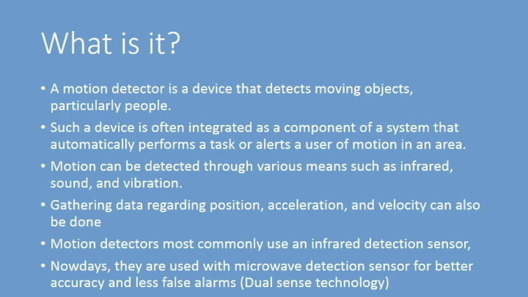Motion detectors most commonly use an infrared detection sensor. Nowadays, they are used with a microwave detection sensor for better accuracy and fewer false alarms. Dual sense technology.